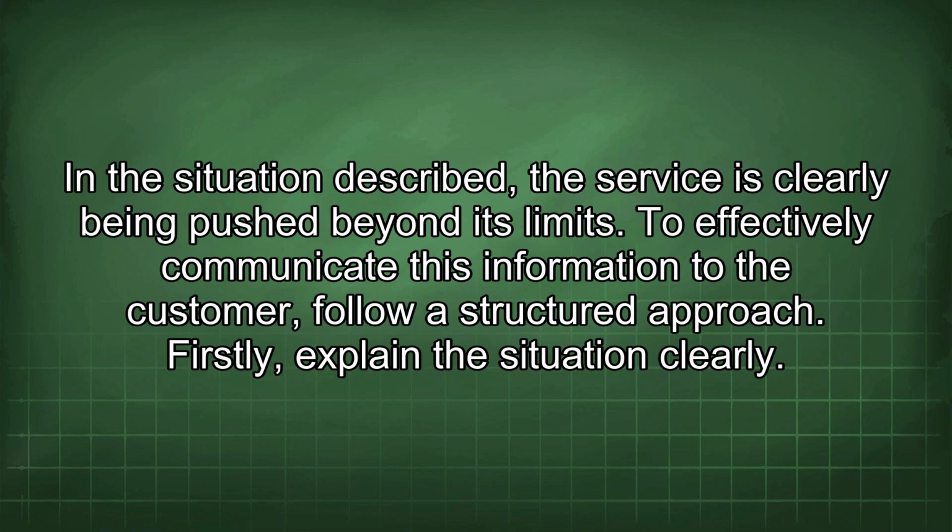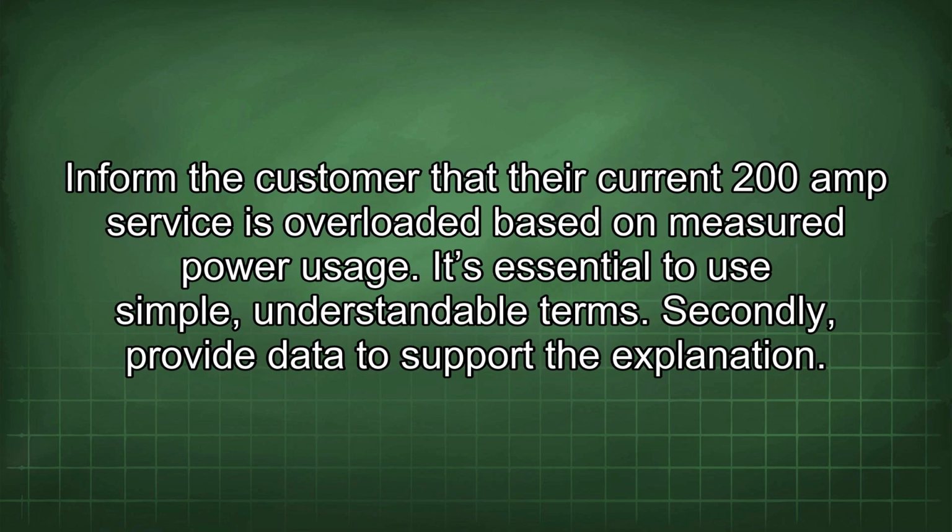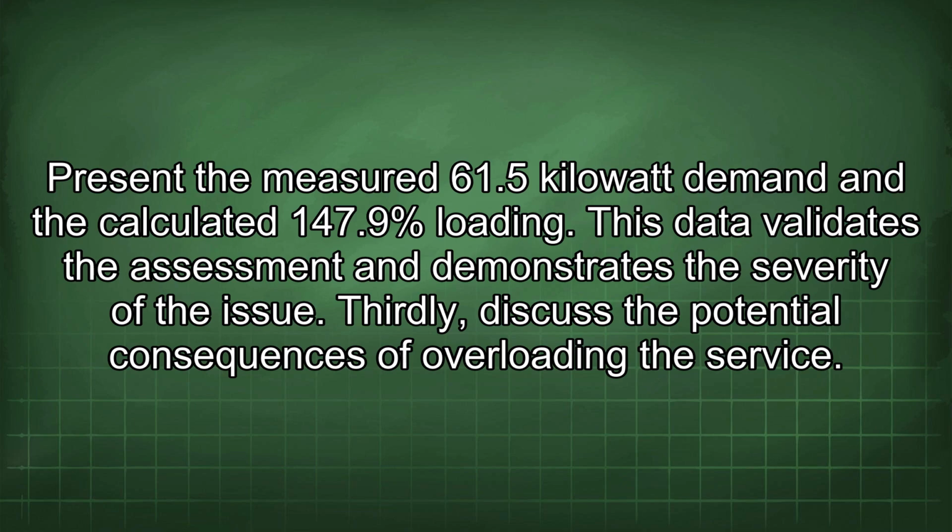To effectively communicate this information to the customer, follow a structured approach. Firstly, explain the situation clearly. Inform the customer that their current 200 amp service is overloaded based on measured power usage. It's essential to use simple, understandable terms. Secondly, provide data to support the explanation. Present the measured 61.5 kilowatt demand and the calculated 147.9% loading. This data validates the assessment and demonstrates the severity of the issue.